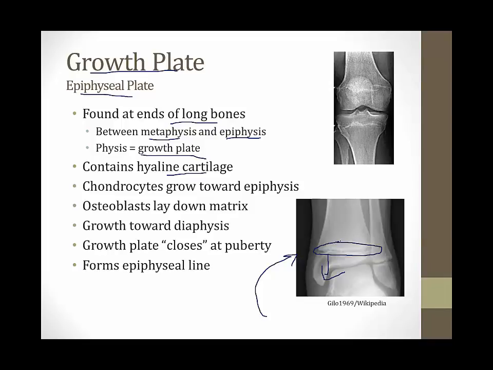The osteoblasts are laying down bone matrix towards the center of the bone, and as the child grows, the growth plate will move towards the joint, with bone being laid down behind the growth plate towards the center of the bone. Now at puberty, the growth plate closes and the epiphyseal lines will be formed, which will be present throughout adulthood. So if you look at this picture at the top of the screen, which is from the knee, you can see this line right here. That's the epiphyseal line. That's the remnant of what was the epiphyseal plate before puberty.